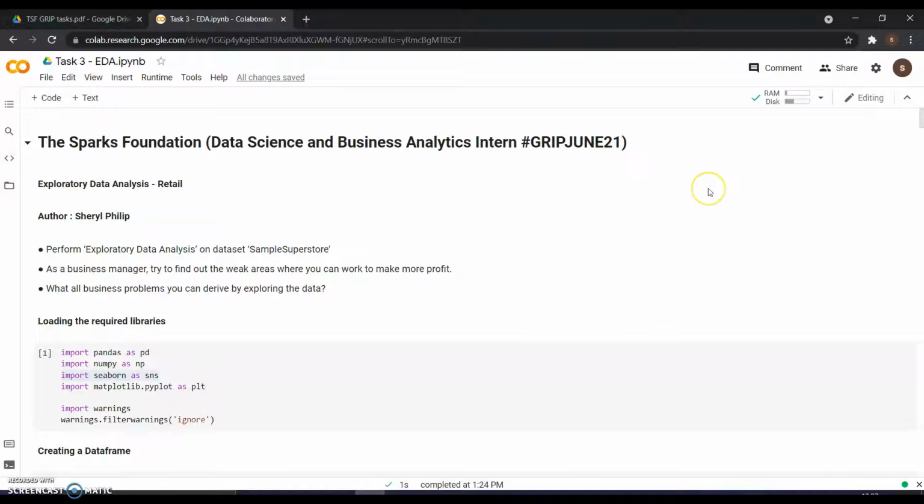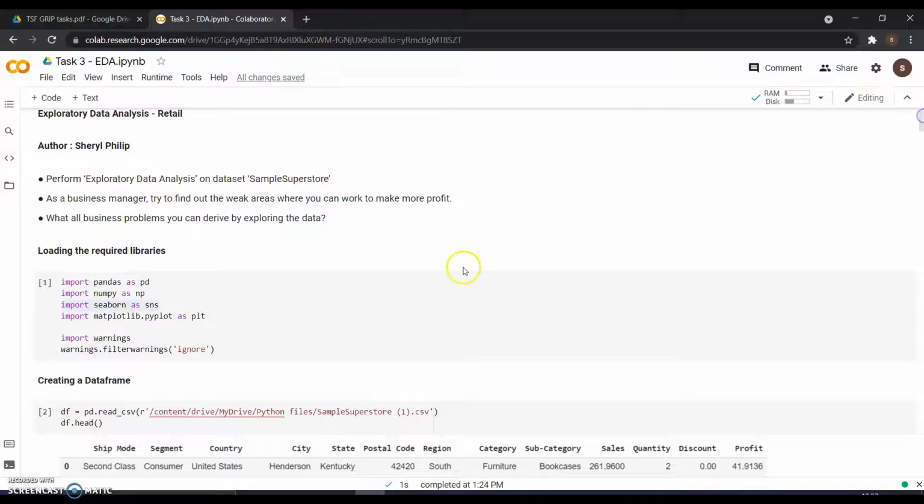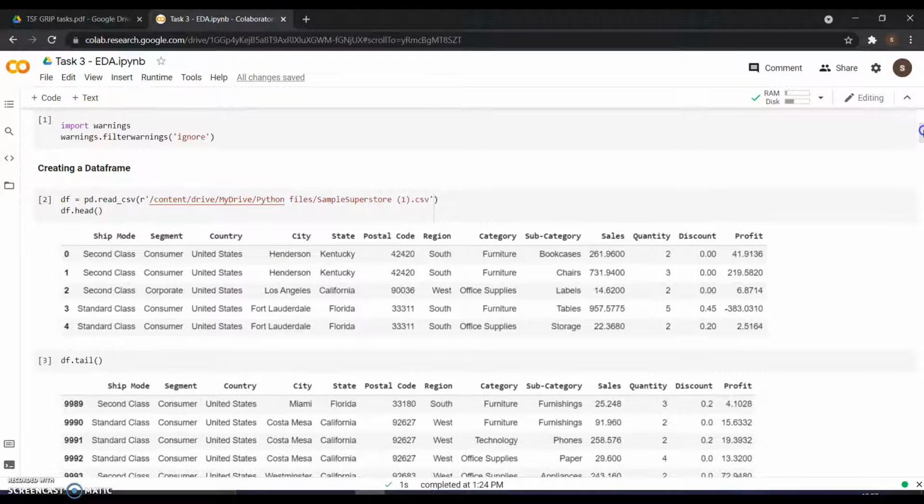So task 3 was to perform an exploratory data analysis on the dataset Sample Superstore. The main objective is to find the weak areas so that we can increase the profit. Firstly, I imported the required libraries like Pandas, NumPy, Seaborn, Matplotlib and imported the warnings. Then moving on further, I created a data frame.